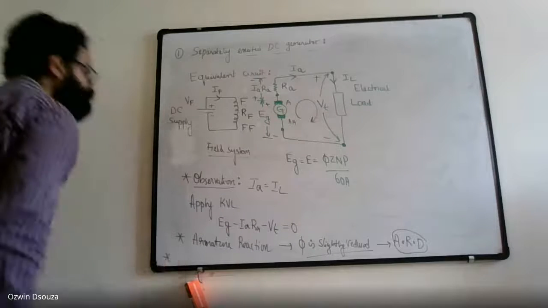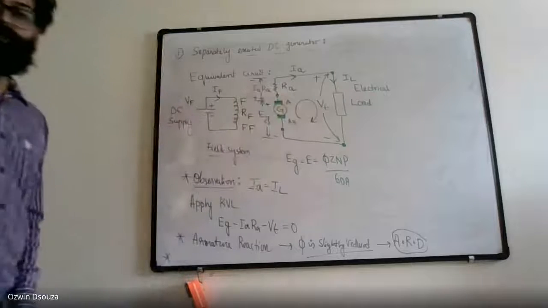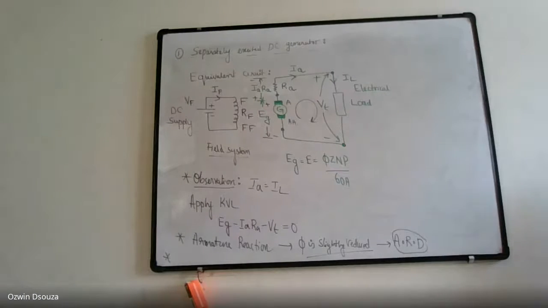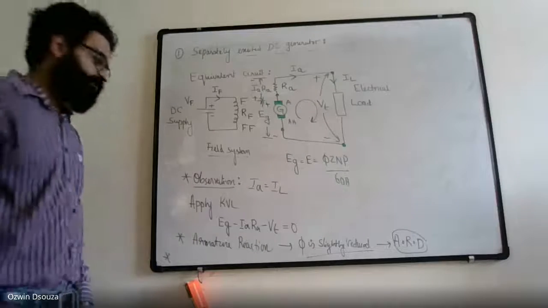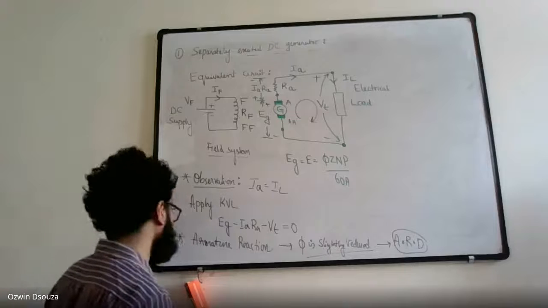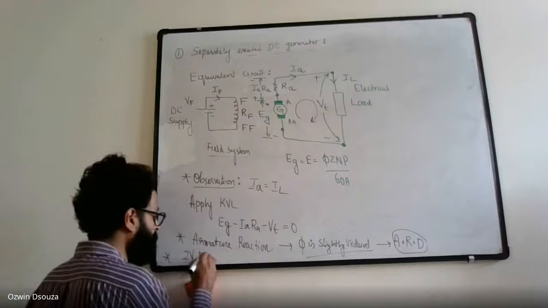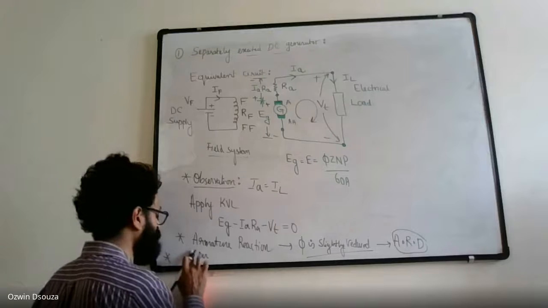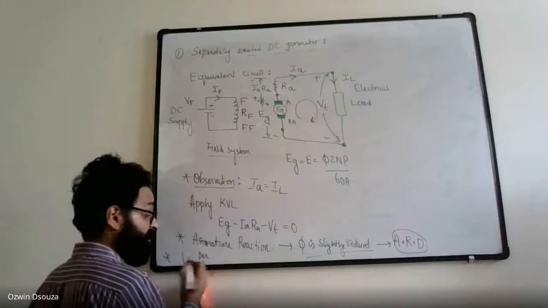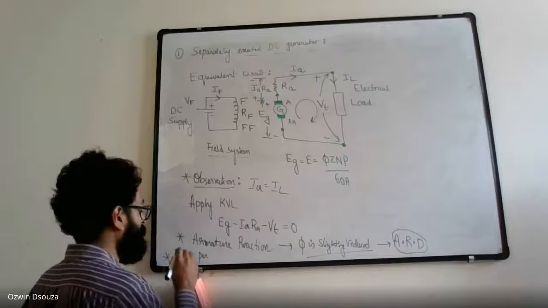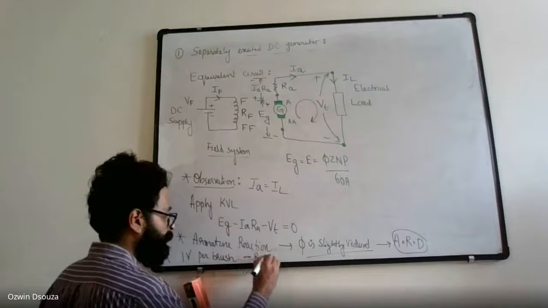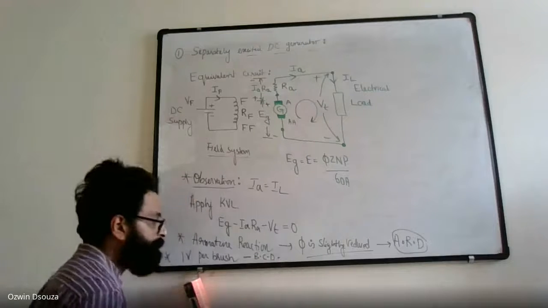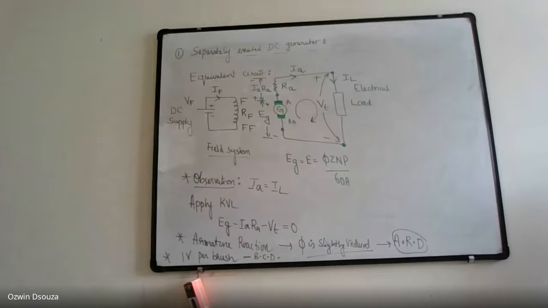And the second voltage drop is due to the brushes. You have carbon brushes meant for collecting the DC current from the commutator, right? Carbon brushes will have a very small resistance value. So it is standard practice to consider the voltage drop as 1 volt per brush. It is also written as BCD. BCD stands for brush contact drop.